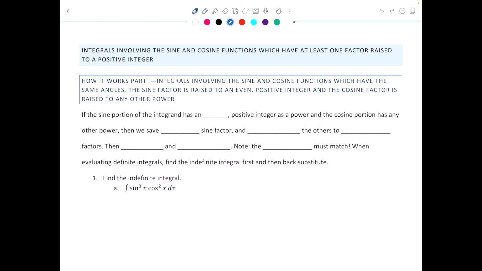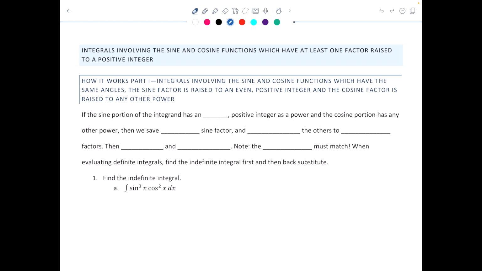Today we'll be looking at integrals involving the sine and cosine functions which have at least one factor raised to a positive integer. This whole section, which is 8.3 in the Larson and Edwards text, is going to be split into several parts. Make sure you watch all the parts to get the full amount of info. All right, so here we go.